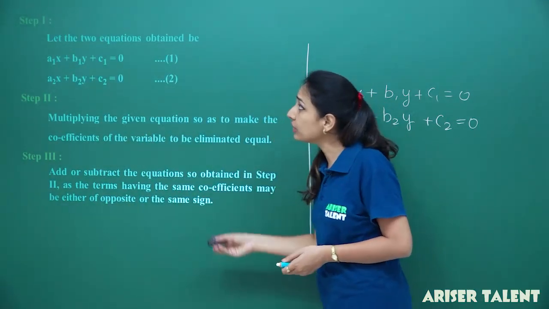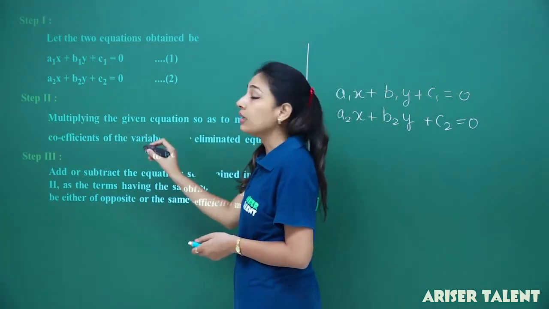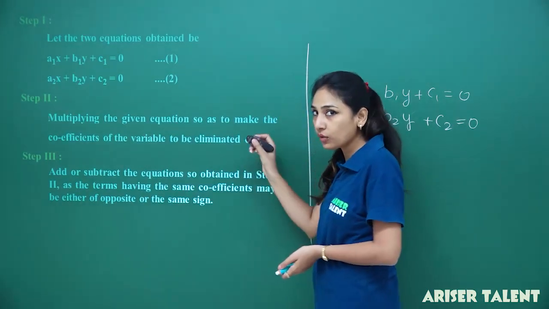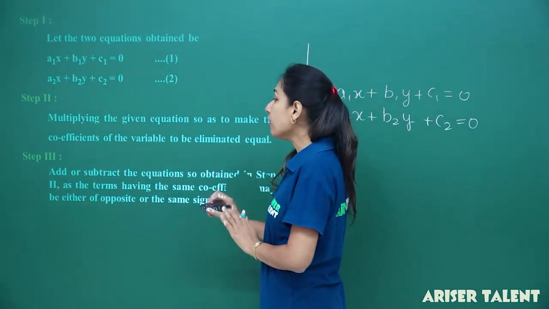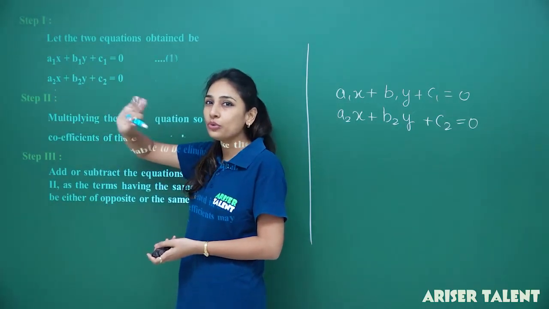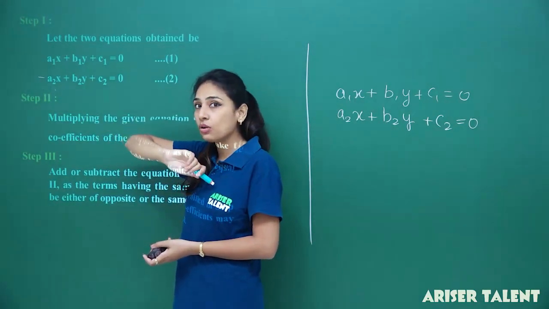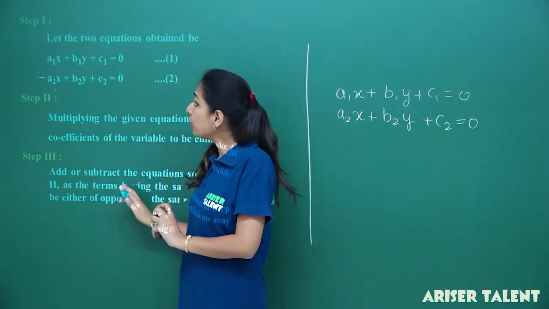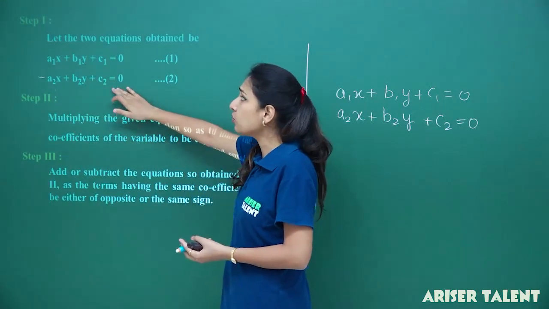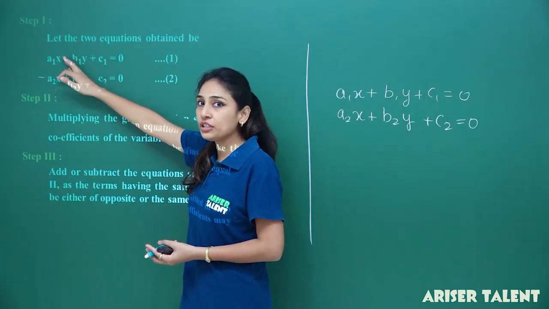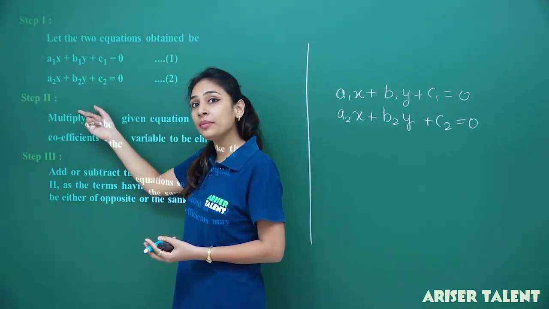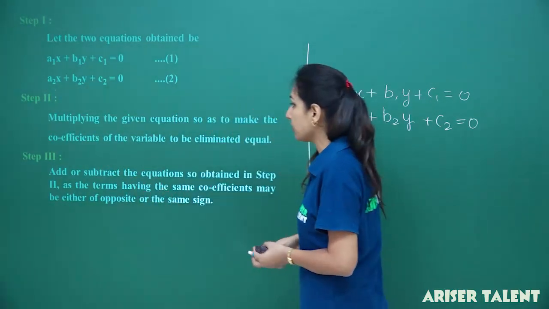So this is the process, students. These two equations you have, then multiply the given equations so as to make the coefficient of the variable to be eliminated equal. I will make you understand that point. Then add or subtract the equations. Now that can be with a minus also. If you are getting here minus a2x plus b2y plus c2, then simply make the coefficient equal and just add them. If you have positive here, then how to eliminate? Just subtract it. So the process works this way.